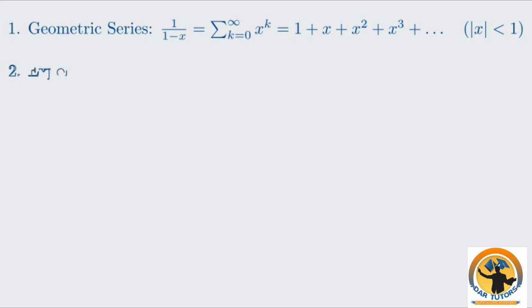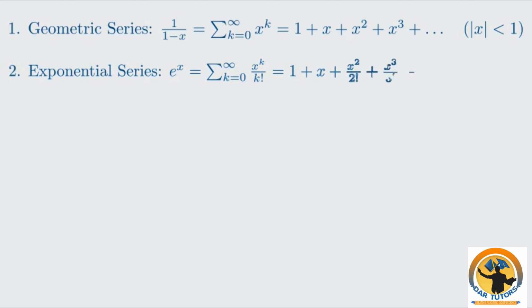Next, the exponential series for e to the power of x, which is the sum of x to the power of k over k factorial. This is 1 plus x plus x squared over 2 factorial, and so on. This series converges for all real numbers x.